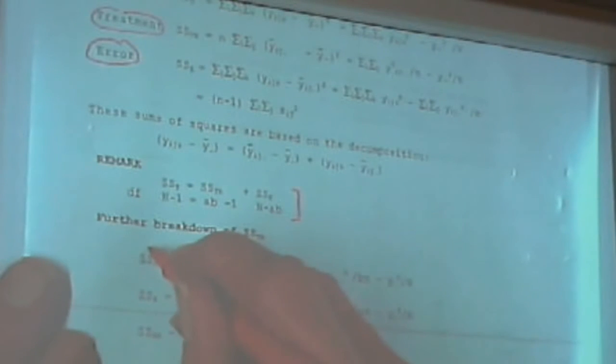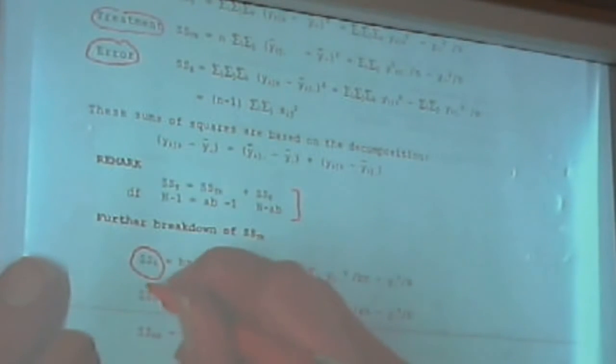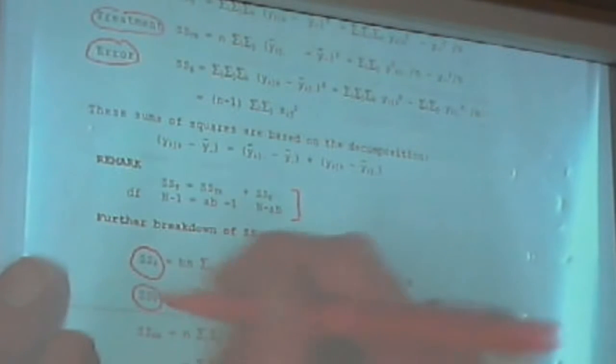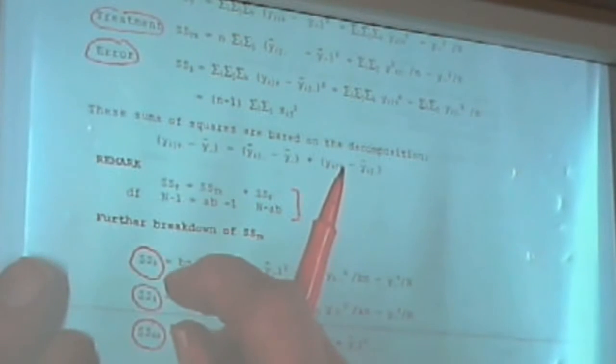And now we further break down the sum of squares treatment. We define the sum of squares A, same as before. Sum of squares B, same as before. Sum of squares interaction AB, same formula as before. So I won't look at these formulas in any particular detail because they're exactly the same formulas that we encountered before.